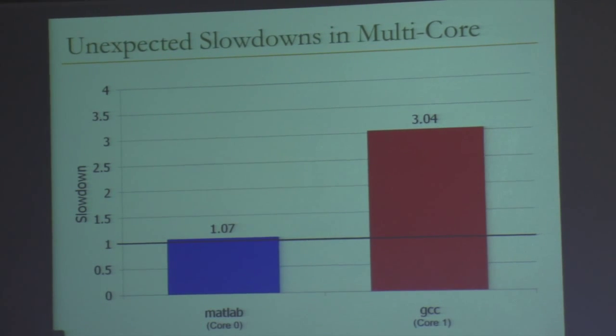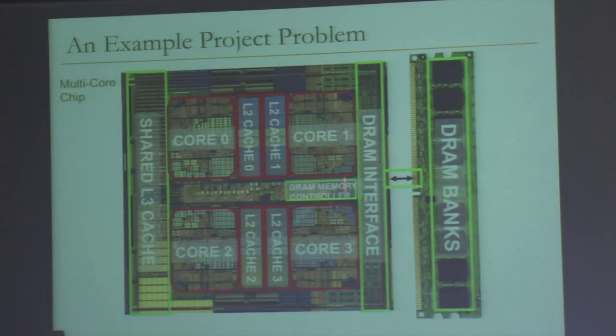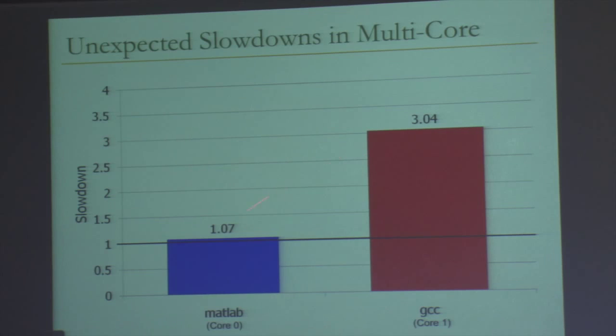But basically, if you run multiple applications together on a multi-core system, where the cores are sharing resources, you get slowdowns that are really unfair. And this is the slowdown of each application compared to when it's run alone on the same system. This is MATLAB. These are real results, actually, that were reported in the USENIX Security paper that I'll mention in a couple of slides.